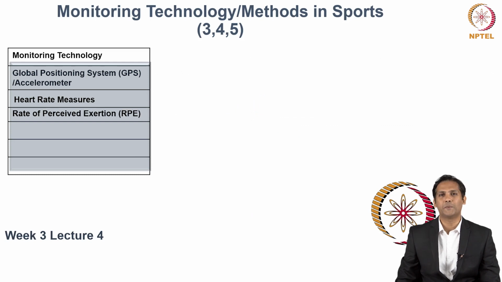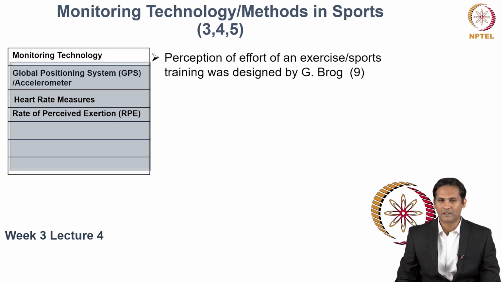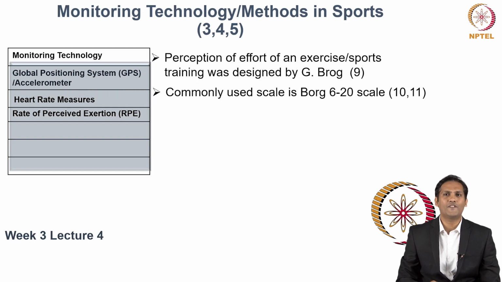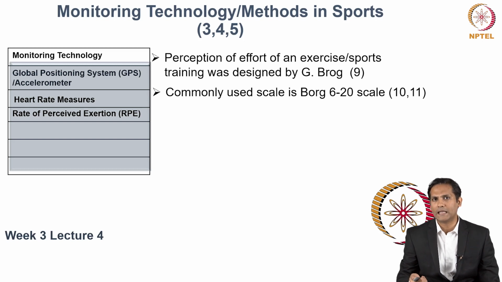Let's move to the next method of monitoring practices in sport. Rate of perceived exertion, RPE. Now RPE is a method which was designed by G. Borg. He developed different scales that can relate to the exercise intensity. The most commonly used scale is Borg's 6 to 20 scale. You simply add a 0 in front of the number that is given.